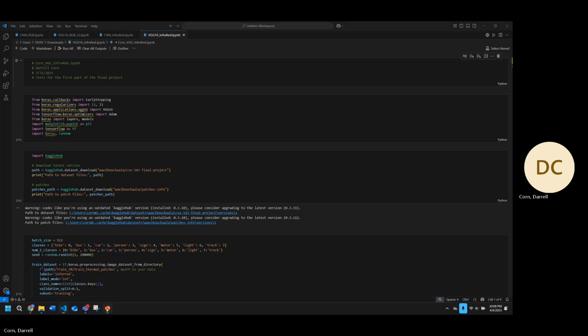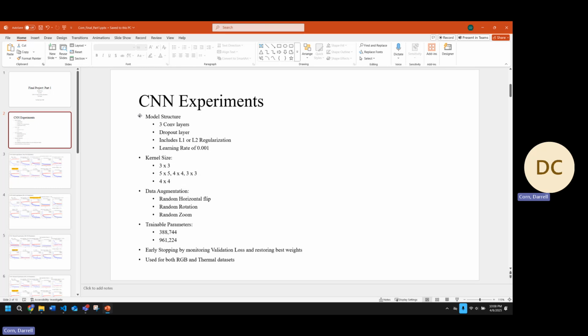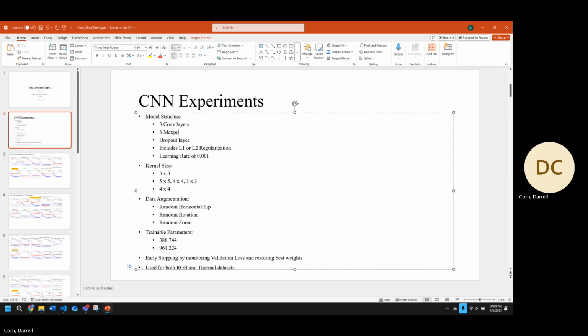Okay, on to our analysis. So up first, we'll talk about the CNN experiments. My model structure for this primarily consisted of three convolution layers and three max pooling layers. Sometimes it included a dropout layer, sometimes it included L1 or L2 regularization, but I always kept the learning rate steady at 0.001 because I haven't found that that really impacts things except for speed, and unless it's too fast, then you lose accuracy.